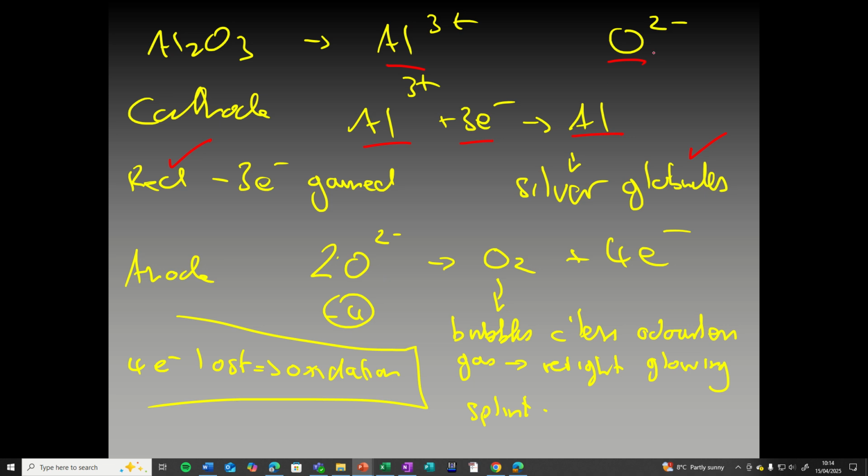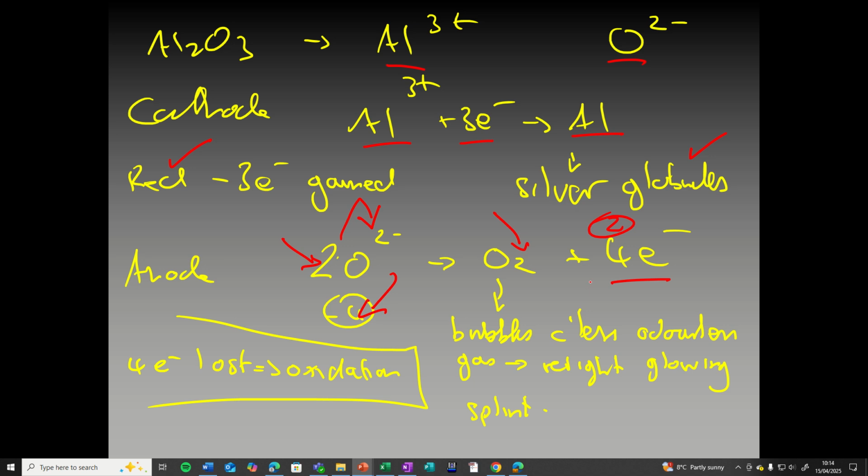At the anode, we have our oxide ions coming down, and that turns into oxygen gas. Remember, oxygen gas is diatomic, so I'm going to need my 2 here. This is where some people get caught out. I have 2 O2 minuses, so I have a total charge on the left hand side of 4 minus. So I'm going to need my 4 electrons on the right hand side. Very often we get an answer where we have 2 electrons on the right hand side, which is wrong.